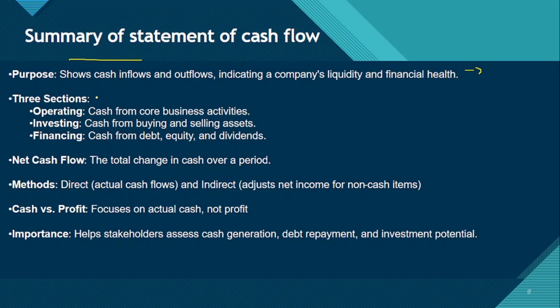There are three activities or three sections in the statement of cash flow when we are preparing it. The first one is operating activities, which we discussed already: the cash inflow and cash outflow from core business activities, which is operating cash flow. Then the investing activities.